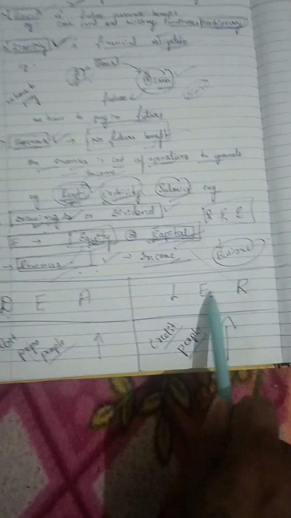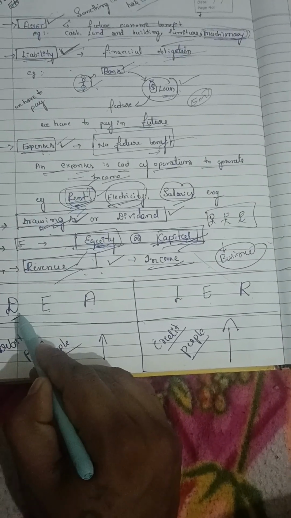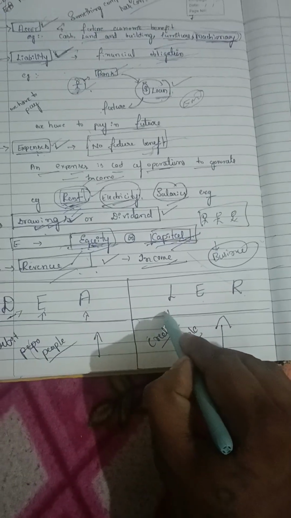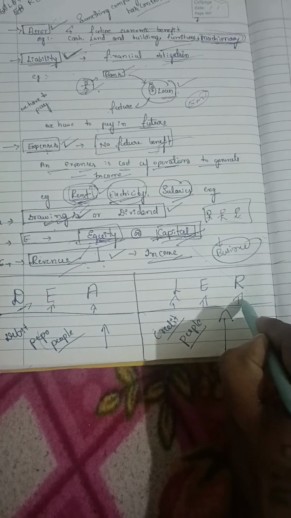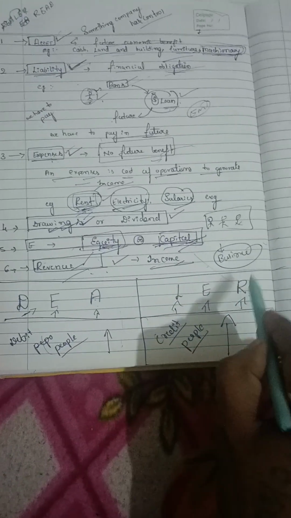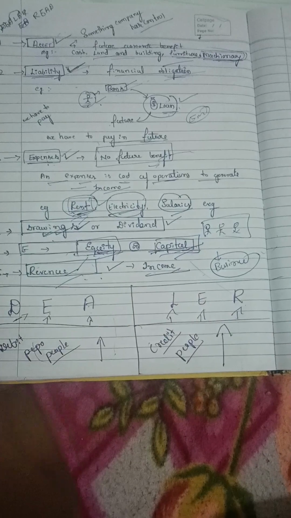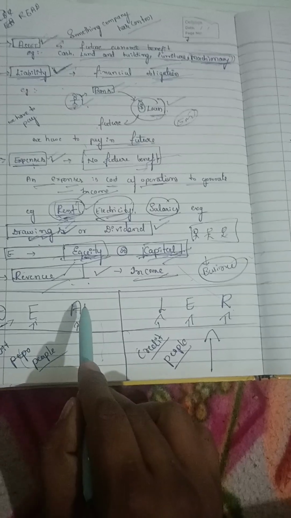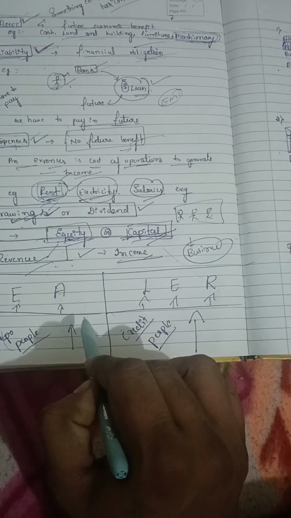Next step, once you learn about these things, learn the rule. This is the rule: DEALER. D means drawings, expenses, assets, liabilities, equity or capital, revenue. There are two parties here. DEA is one party, LER is one party. While passing journal entries, there are two sides, debit and credit. If drawings are increasing, I have to debit the entry. If expenses are increasing, I have to debit. Assets are increasing, debit.